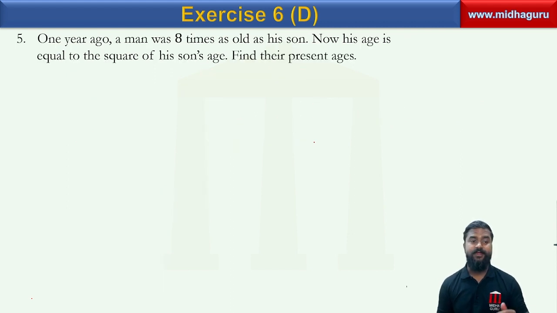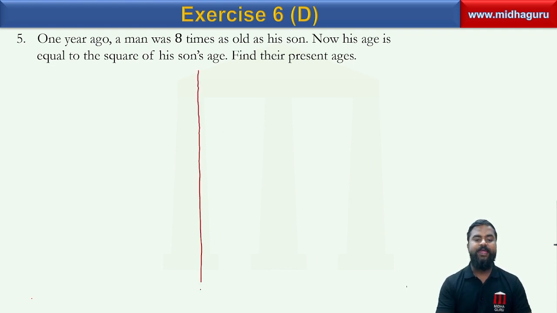Now the next question says 1 year ago, a man was 8 times as old as his son. Now his age is equal to the square of his son's age. Find their present ages. So please pay careful attention to what I'm saying and what I'm going to do here. It says 1 year ago. So this 1 year ago is where we'll take the original times.